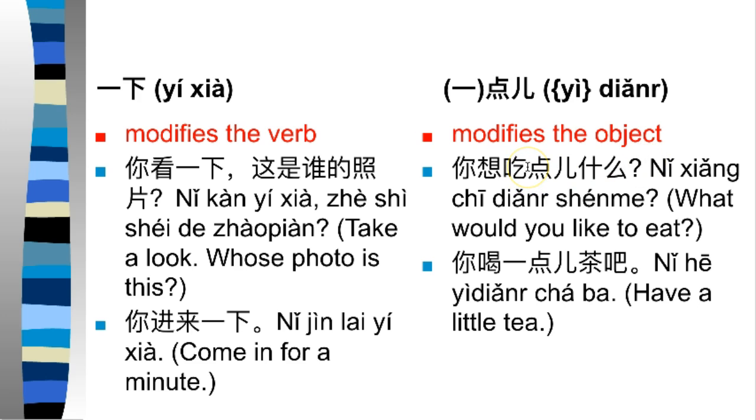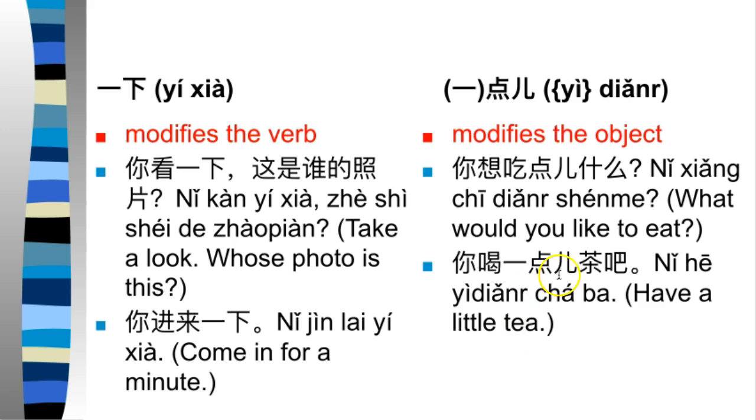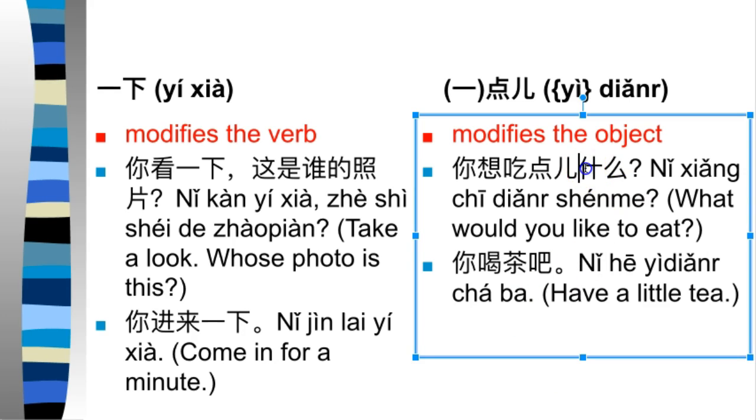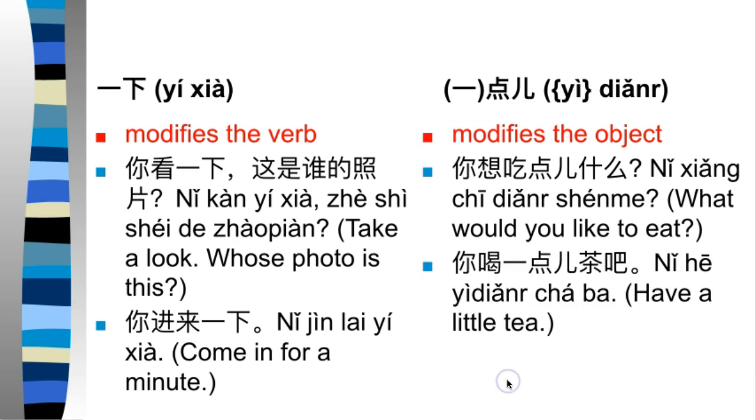So here, 点 modifies 什么, what, right? You want to eat a little what? Or 你喝一点茶吧. The object here is 茶, right? To drink tea, and you drink a little tea. Just like with 一下, you can just delete the 一点儿 and the meaning of the sentence is the same. 你喝茶吧. But if I add the 一点儿, it just makes it sound a little bit more polite. Softens the tone of your request or your sentence, your meaning.